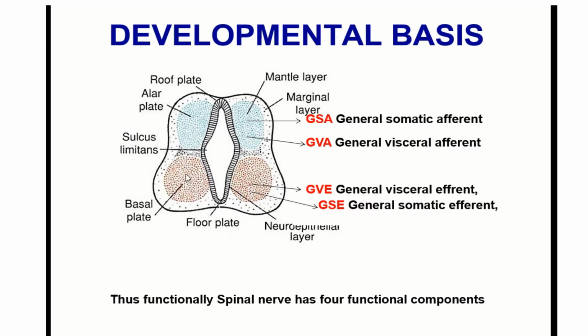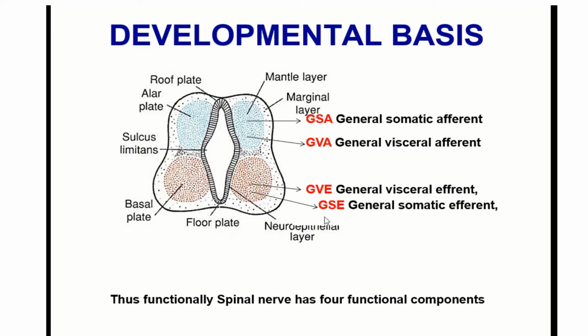The ventral basal plate or basal lamina will contain cells that will be motor, whereas the dorsal alar plate will contain cells that will be sensory. Now, with the continued growth, the cells of each of these plates get arranged into two longitudinal columns, the somatic column and the visceral column, with the visceral column lying close to the sulcus limitans. Thus, there are four functional components in the lateral wall of the spinal cord.